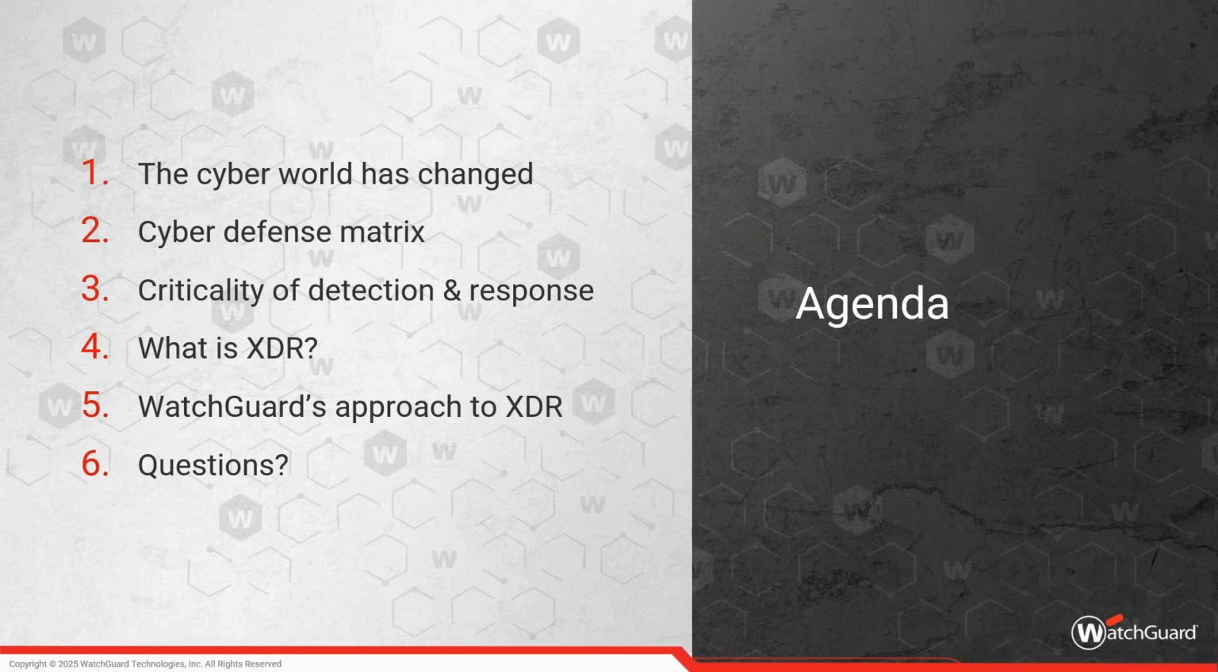So just to give you a sense of the agenda today. We'll start out with a bit of a discussion around the threat landscape and really what's changed. Before we talk about the cyber defense matrix, and I think it'll give you a nice context for how to think about your various security layers and where to place your bets, and really the importance of detection and response capabilities, and how that's becoming more important.